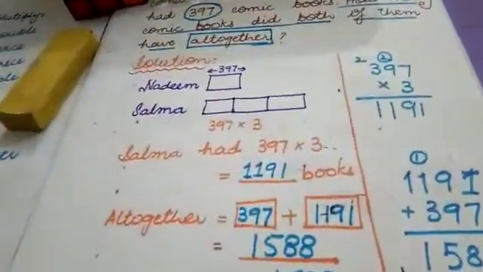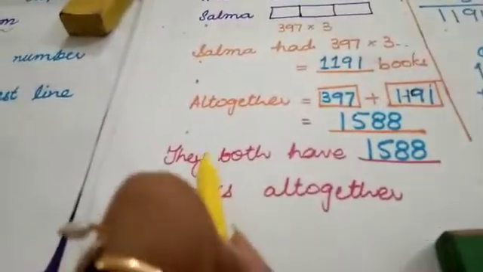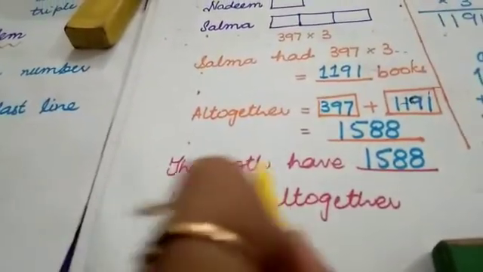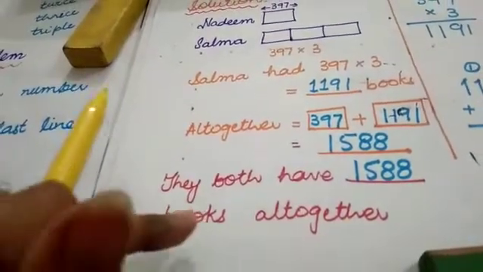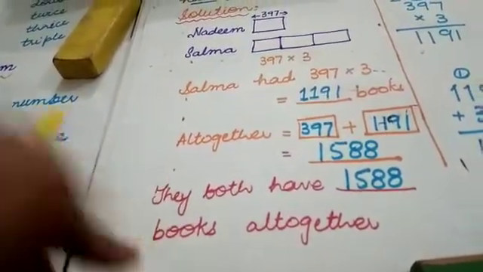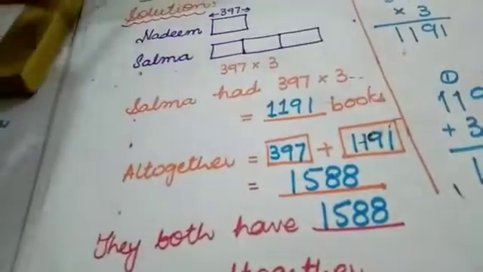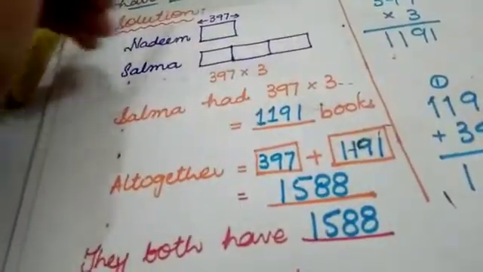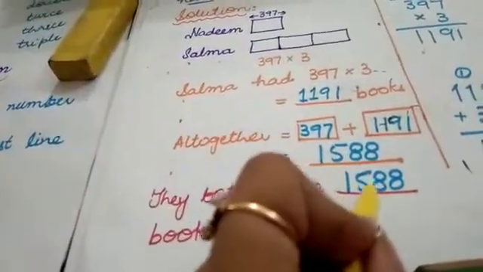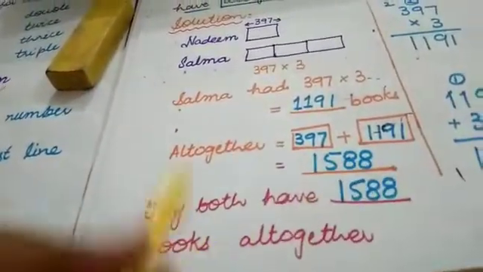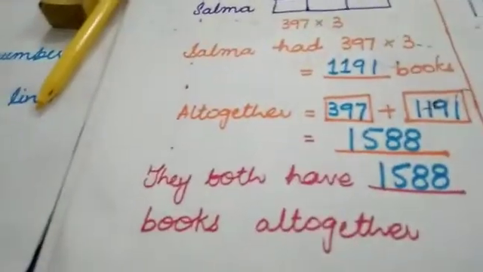If you do not write correctly, you will get the wrong answer. And in the end, I have written the answer statement. They both have 1588 books altogether. And where have I written this answer statement from? From the last line. How many comic books did they have, both of them altogether? They have 1588 books altogether. Okay.